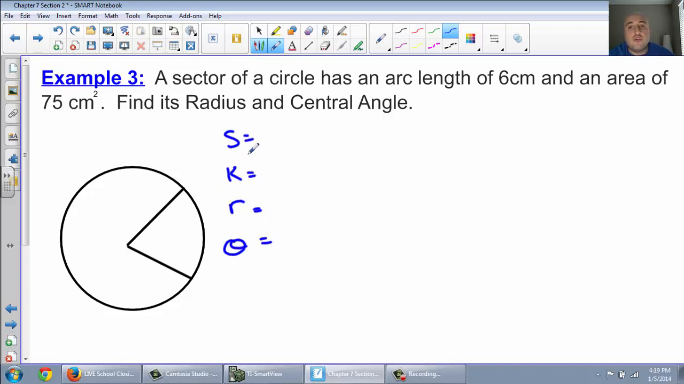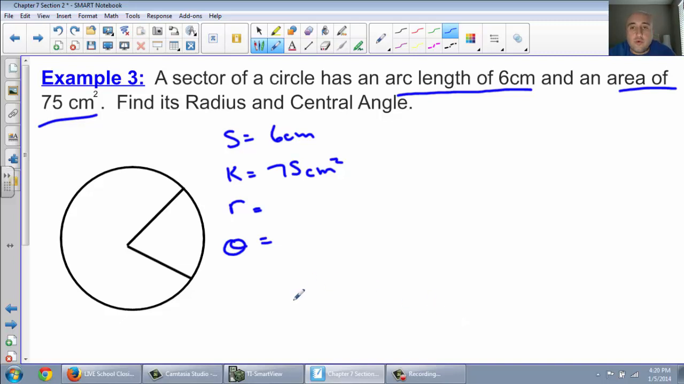Okay, let's figure out what our two knowns are. It says we have an arc length of 6 centimeters. Arc length is S, so I'm going to add that in there. So we know S. Now we also know an area. So we have an area of 75 centimeters squared. So we already know S and K. We now need to find R and theta.